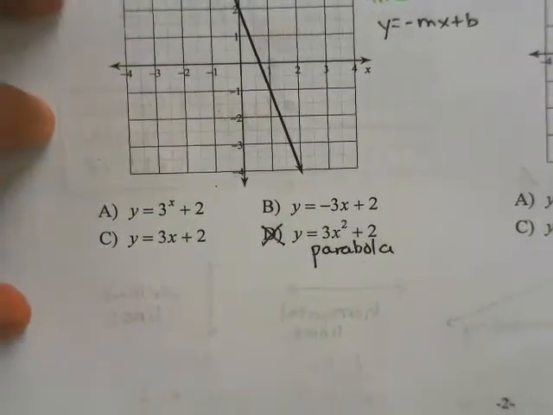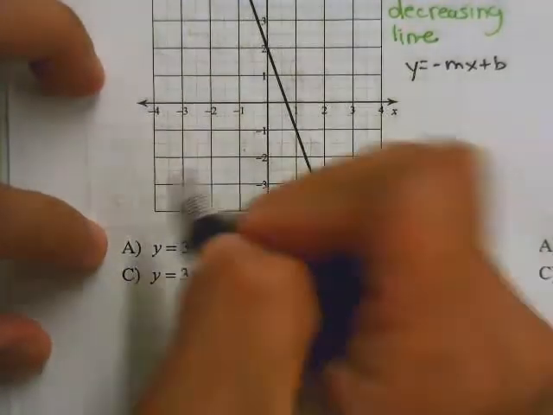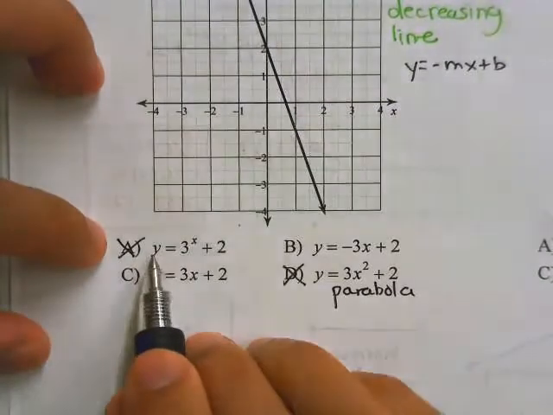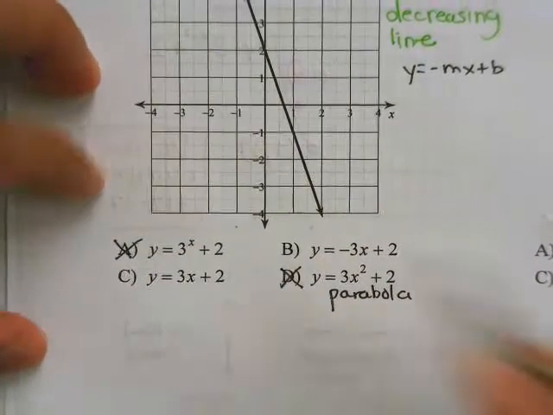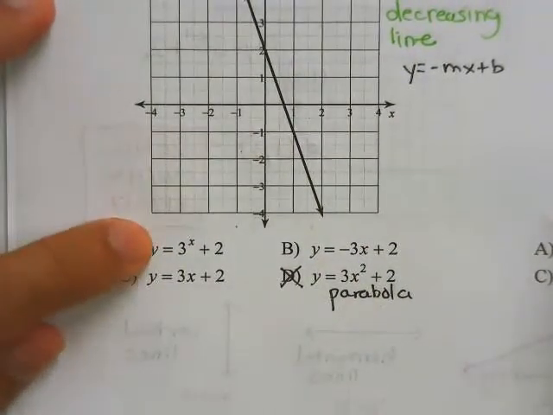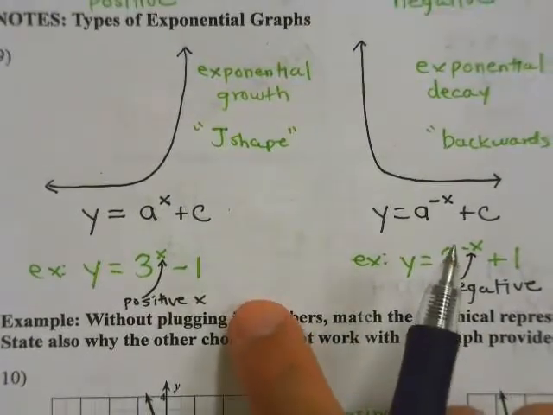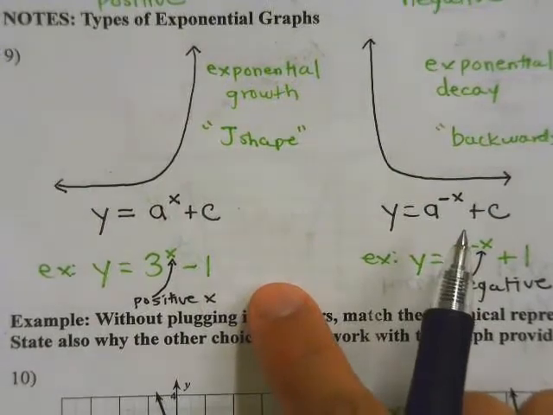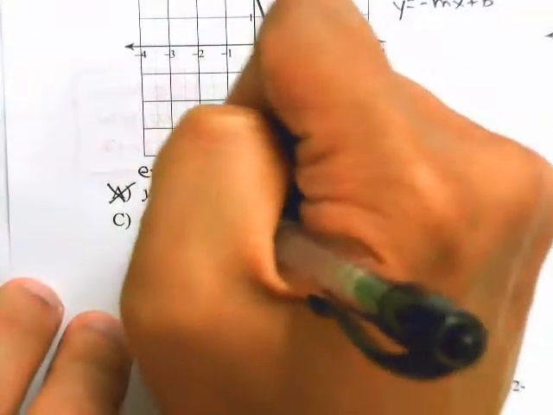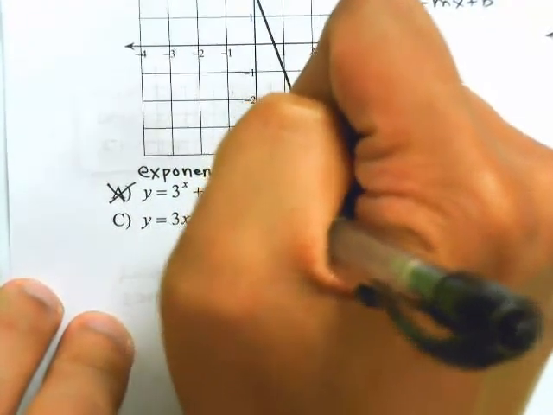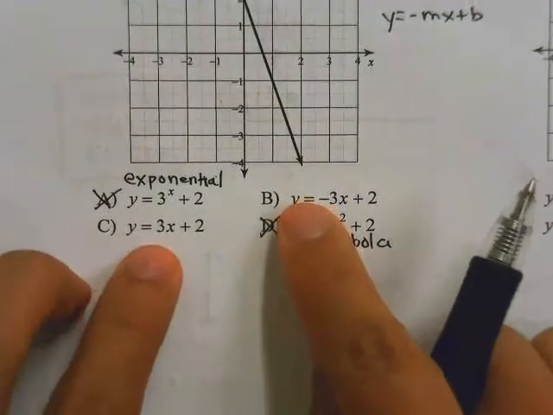Okay, I'm also going to take a look at A, and I'm going to X that one out because y equals 3 to the x plus 2. 3 to the x plus 2? What type of function is that? Aha, right over here. So I think this is an exponential function. So we're going to put exponential here because that's not a line. Okay. Now we're left with two choices.